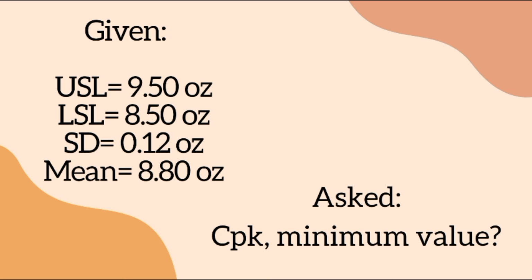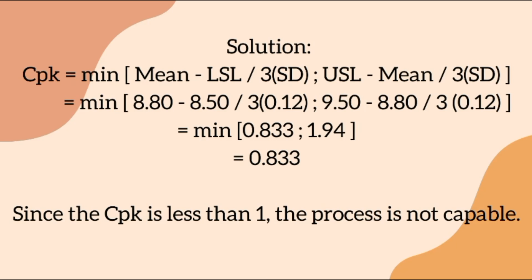So what is asked is the minimum value of CPK, and for the solution, the formula of CPK is equal to the minimum of mean minus LSL all over 3 times standard deviation and USL minus mean all over 3 times standard deviation. Now substitute all the given values. Our mean is 8.80 and our LSL is 8.50, all over 3 times the standard deviation, which is 0.12, and that gives us an answer of 0.833.